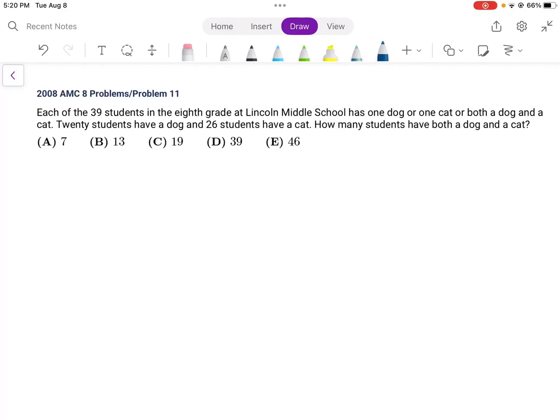Problem 11. There are 39 students in total and 20 students have a dog. 26 students have a cat. So we use 20 plus 26 and subtract 39. We will get the number of students that have both a dog and a cat. And that equals 7. The answer is A.